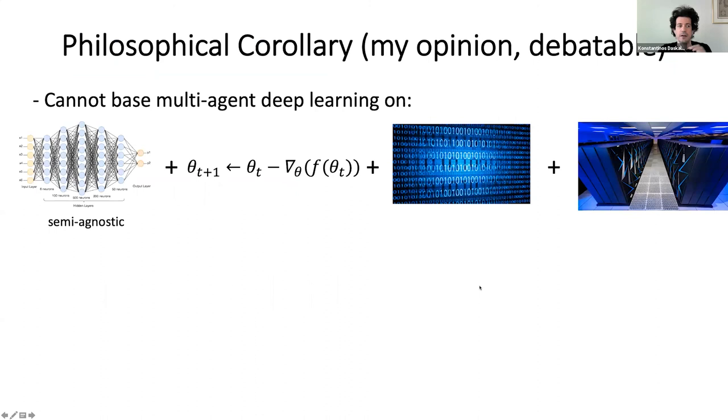we cannot base multi-agent deep learning on the same paradigm that we used for single-agent deep learning, which was write down a clever model, collect a ton of data, get access to a supercomputer, and train it to death using gradient descent. That's not going to work in the multi-agent setting, because even the low bar that I set, which was first order local min-max solutions, in a two-player zero-sum game, is intractable.